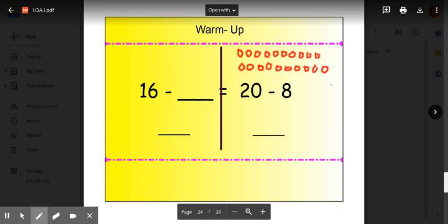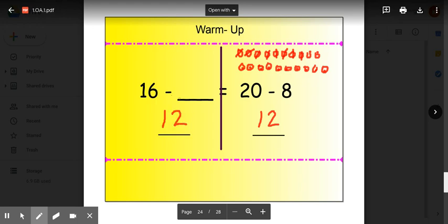Now I'm going to take 8 of them away. 1, 2, 3, 4, 5, 6, 7, 8. How many circles do I have left? 1, 2, 3, 4, 5, 6, 7, 8, 9, 10, 11, 12. So this side of my equation is 12, and this side needs to be 12 as well.